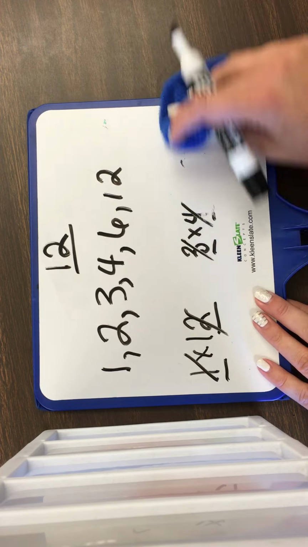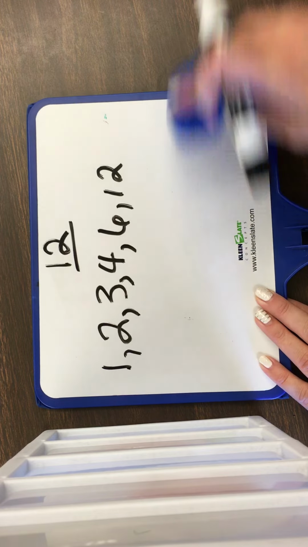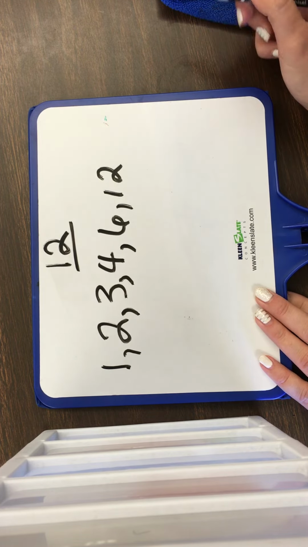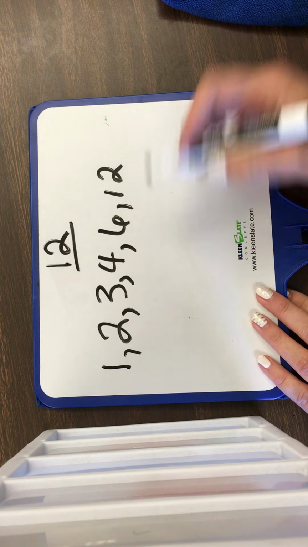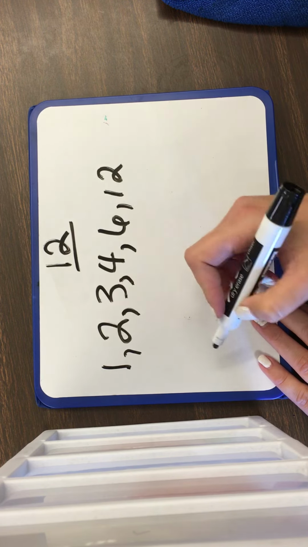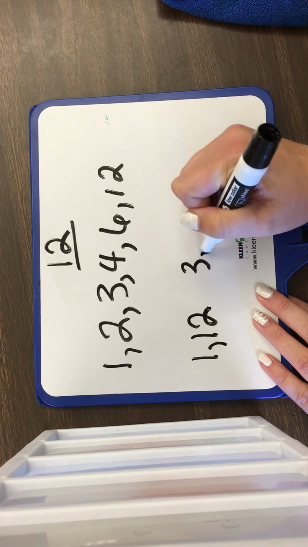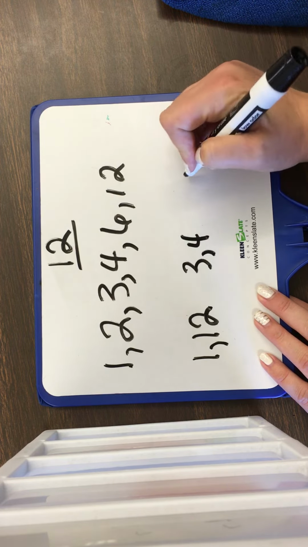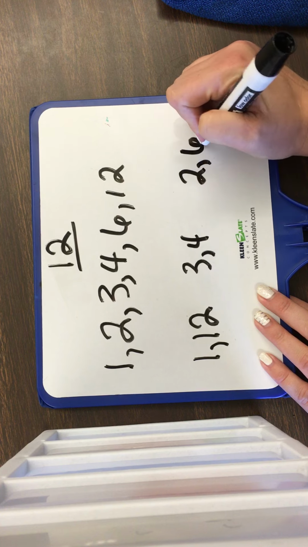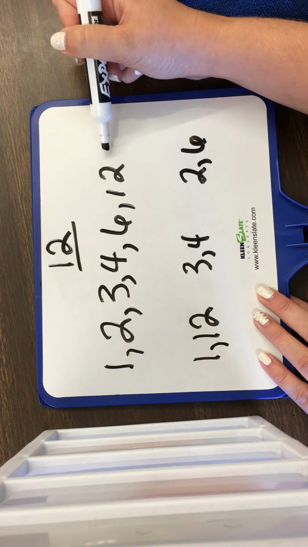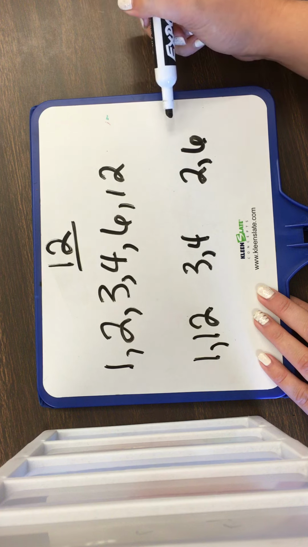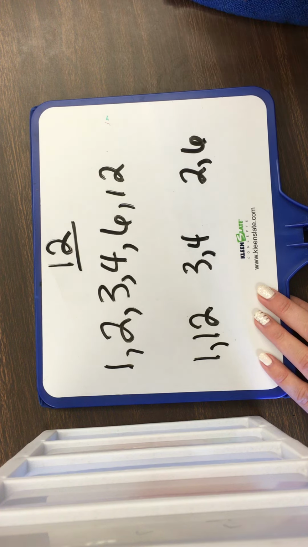If it asks for the factor pairs, then it wants you to write the numbers together that you would multiply to get 12. So your factor pairs would be 1 and 12, 3 and 4, and 2 and 6. So this is just the list of the factors, and this is the factor pairs.